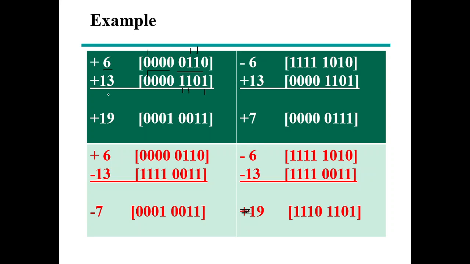Plus 6 plus 13. Now add these two numbers. 0 plus 1 is 1. 1 plus 0 is 1. 1 plus 1 is 2, which is 1, 0, so 0 and 1 carry. This is a carry. These two are not carry, do not confuse it. Then 1 plus 0 plus 1 is 2, which is 0 and 1 carry.